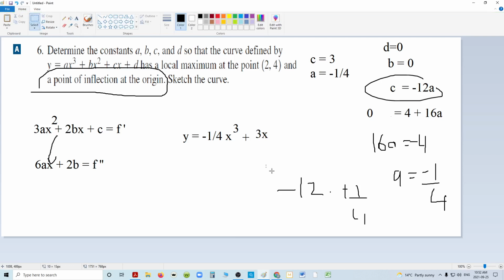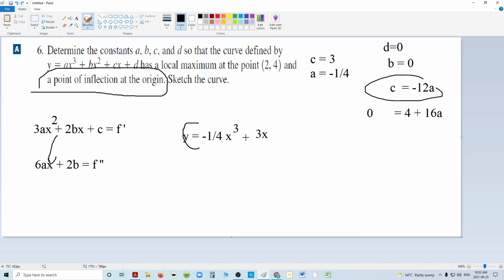Now, before I go to the graphing, I want to make sure of a couple things. When x is 0, will y be 0? Yes. When x is 2, will y be 4? Because that's important to see if you got the formula right.